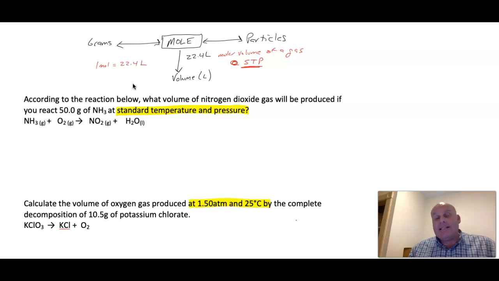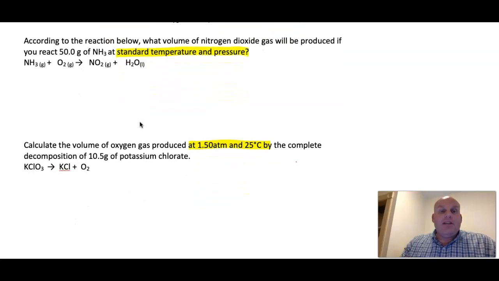If our gas is not at STP, we have to use the ideal gas law equation to account for that difference in temperature and pressure. So let's take a look at these two problems. The first one is at STP. Before I get started, I know the first thing that I need to do is balance this equation. So go ahead and pause the video to balance this equation.